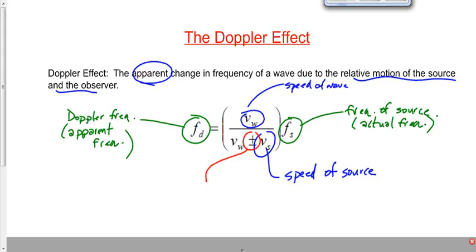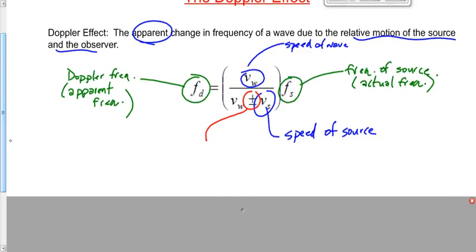If the source is coming toward you, your Doppler frequency should be higher than the frequency of the source. So I'm going to say moving towards each other, FD is greater than FS. In other words, FD is a big number. And if FD is a big number, then the denominator has to be a small number. VW and Vs on the bottom have to give me a small number to get a big number for FD. In order to get a small number on the bottom, we're going to have to subtract. So it's going to be VW minus Vs as opposed to VW plus Vs.